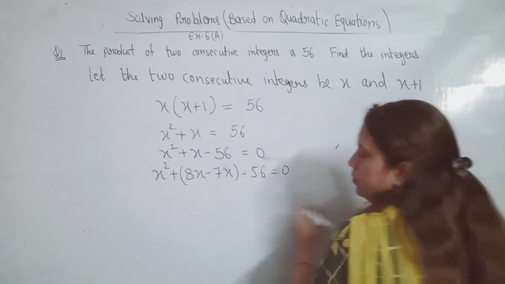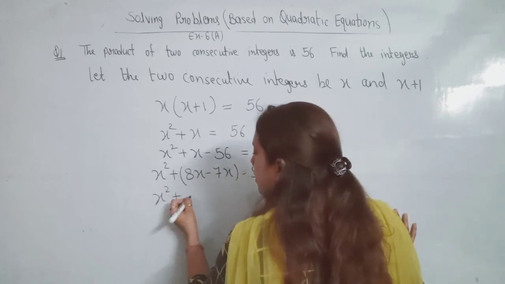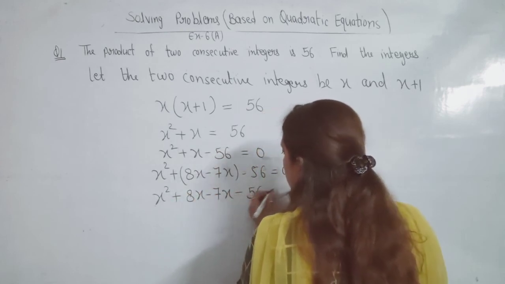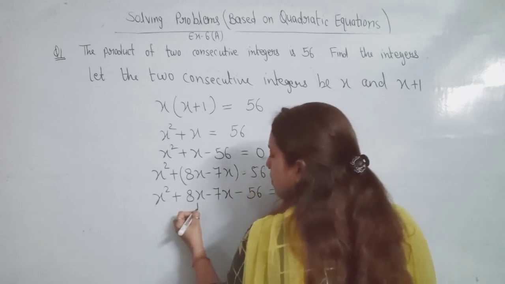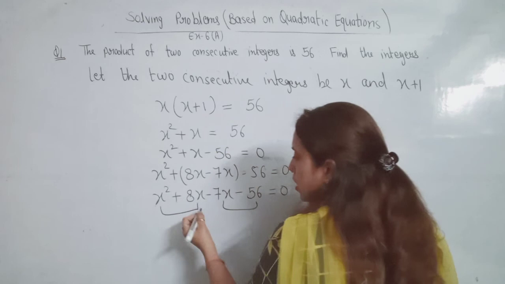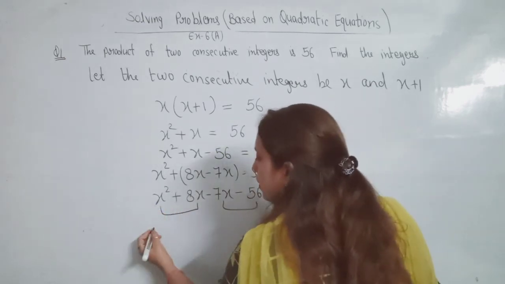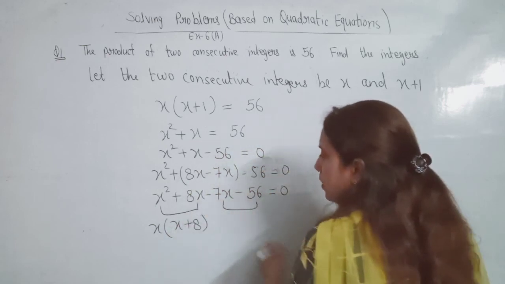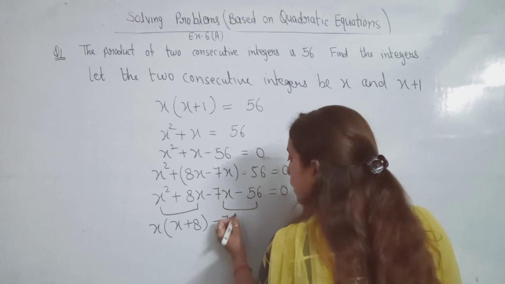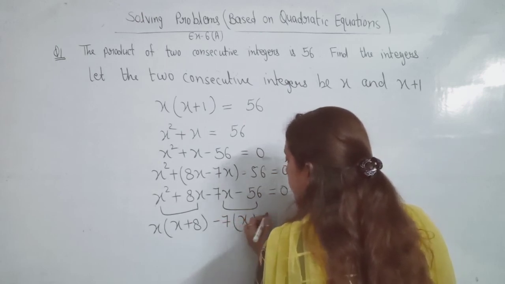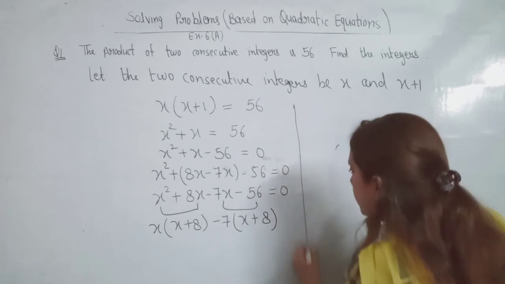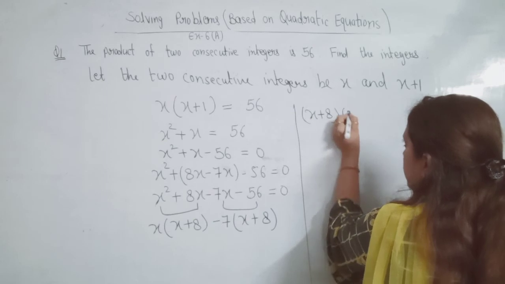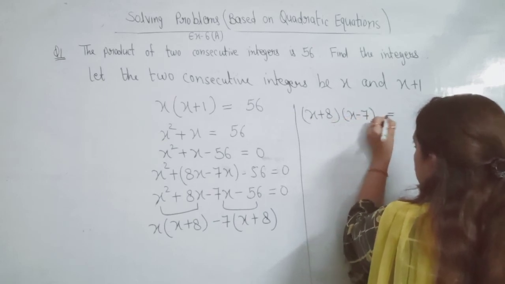Now open the bracket: x square plus 8x minus 7x minus 56 is equal to 0. Now we make the pairs. Now take the common factor. In the first pair x is common, x plus 8. In the second pair, minus 7, x plus 8. So the two factors are x plus 8 and x minus 7 is equal to 0.